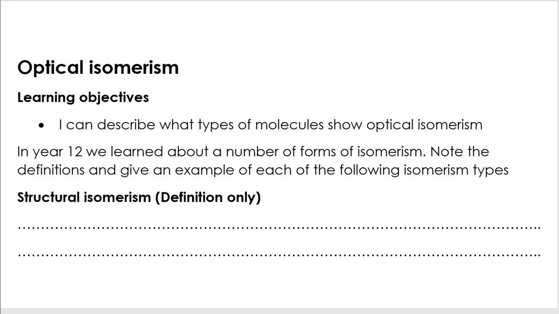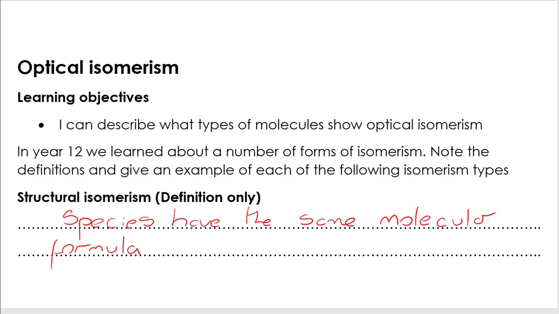And for structural isomerism, it's the fact that species have the same molecular formula, but a different structural formula. But there are 3 types of structural isomerism, so let's look at each of those. Give an example in each case where you can, and I'll share some examples as well as we go through.